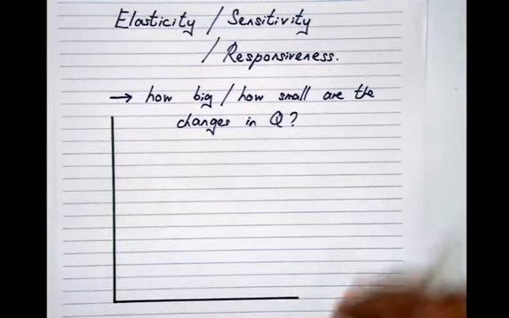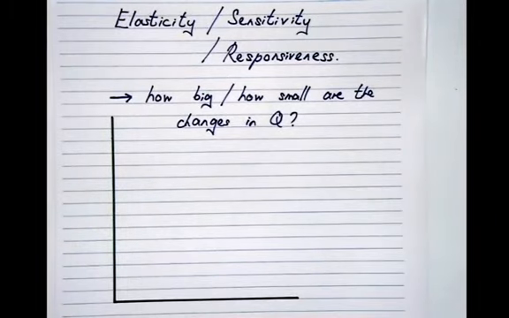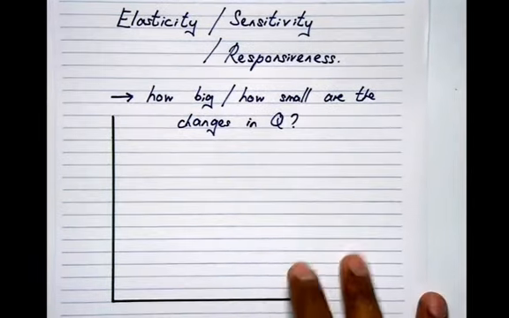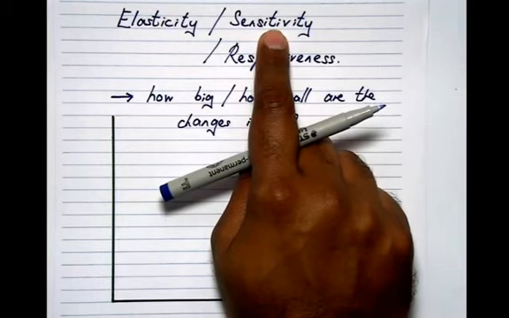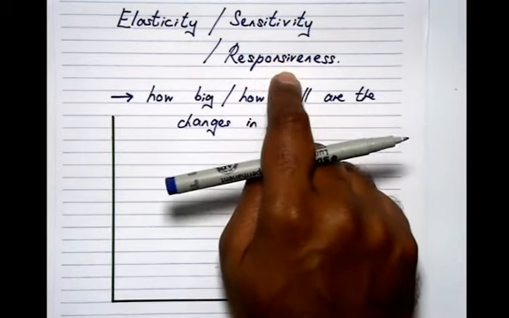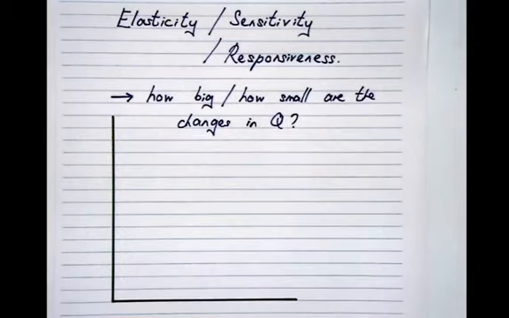Are they big changes in quantity or are they small changes in quantity? So we already know if the price goes up, the quantity demanded would go down. Elasticity is about, does the quantity demanded go down by a lot or does the quantity demanded go down by a little? So it's captured by this idea called elasticity. How sensitive is the quantity to a change in price? Or how responsive is the change in quantity to a change in price?